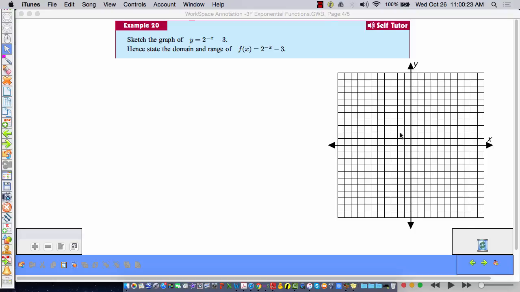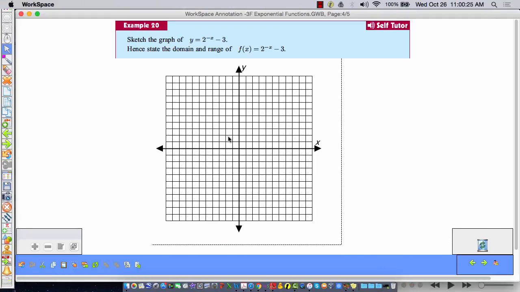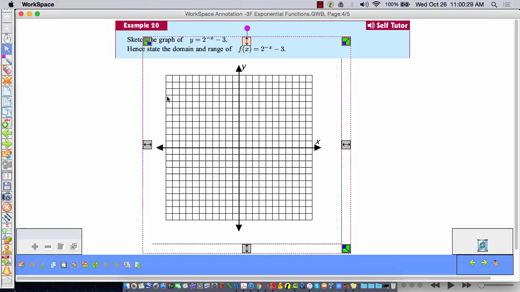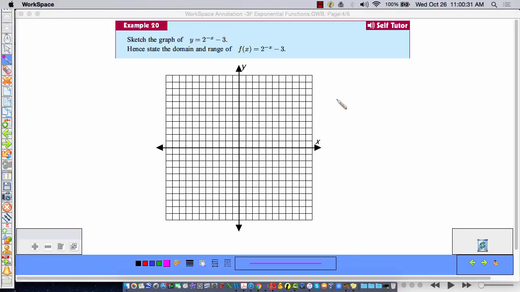Okay, let me move this over a little, right in the front and center. Sketch the graph of y equals 2 to the negative x, minus 3. Okay, and then state the domain and range. Well, I'm going to start by sketching just plain old 2 to the x. Okay, y equals 2 to the x. So let's see, 1, 2, 3, 4, 5, just to get our bearings straight.